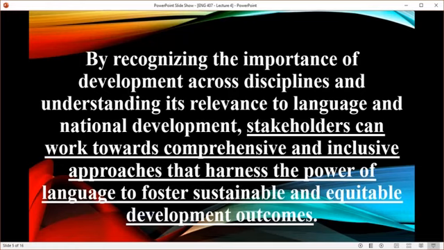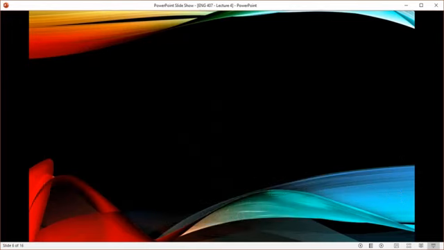By and large, recognizing the importance of development across disciplines, across different aspects of human life, be it political, economic, or cultural, and understanding the importance of development from those angles, language and national development require stakeholders to work towards comprehensive, inclusive approaches that harness the power of language to foster sustainable and equitable development outcomes. So for us to have sustainable and equitable national development outcomes, emphasis will need to be placed on language and how it is used for the promotion of national development.